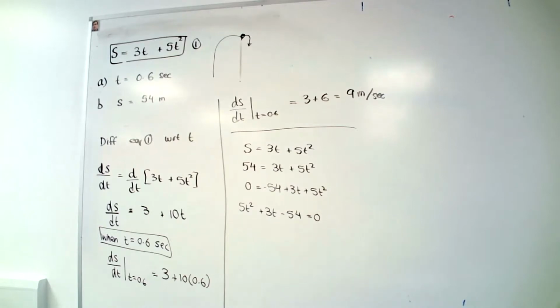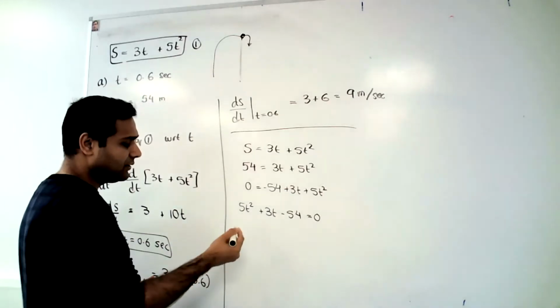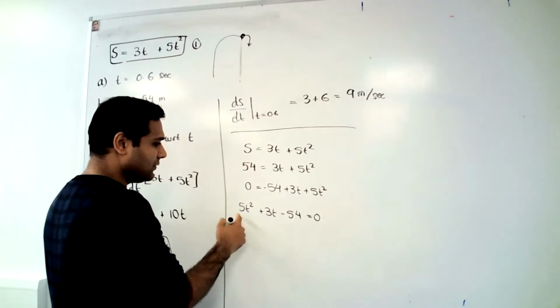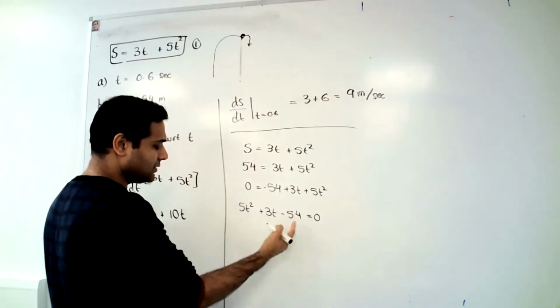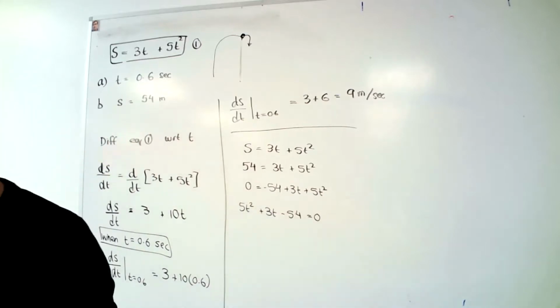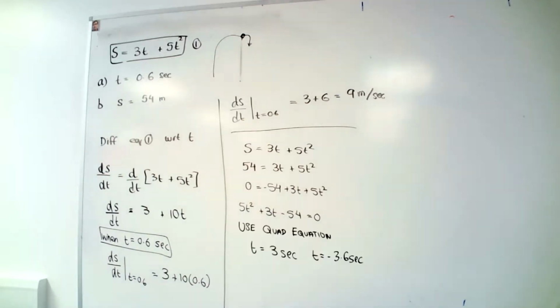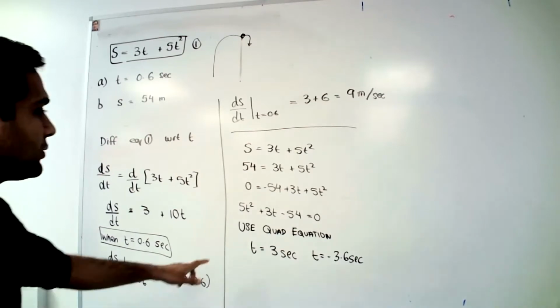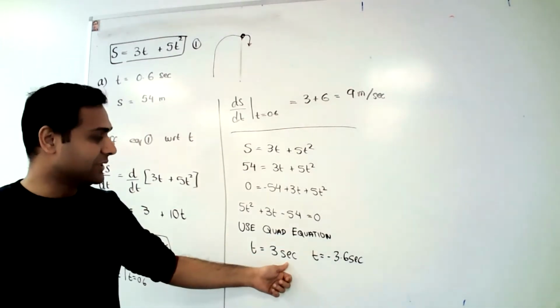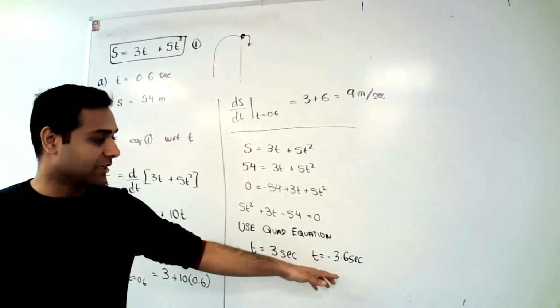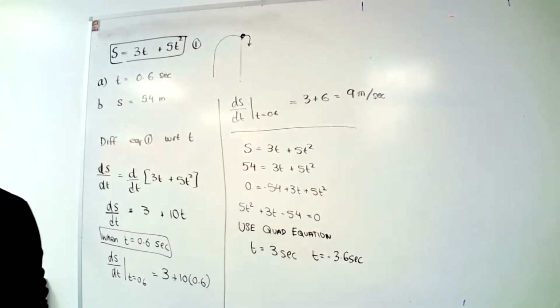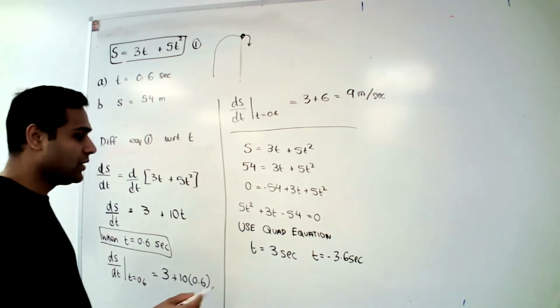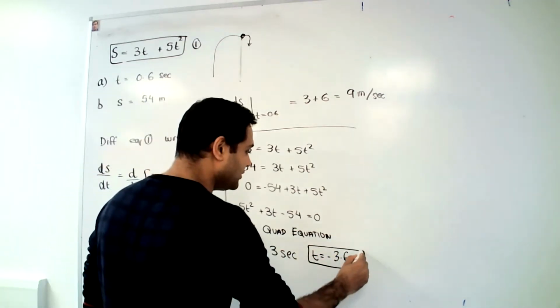The best thing to do is use either the quadratic formula or your calculator and get the answer. Let me just get the factors and I'll put the answer straight in. I used the quadratic equation and I got the value t as 3 seconds and t as minus 3.6. Obviously, minus 3.6 seconds will not work.